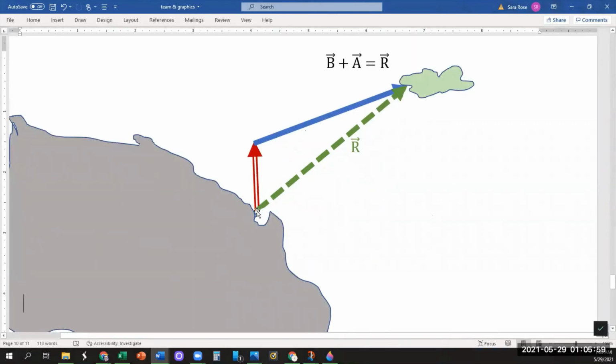Whether the captain of the ship takes this route to the island, or whether the captain takes this route to the island, the ship will wind up at the same place. It has the same resultant displacement.